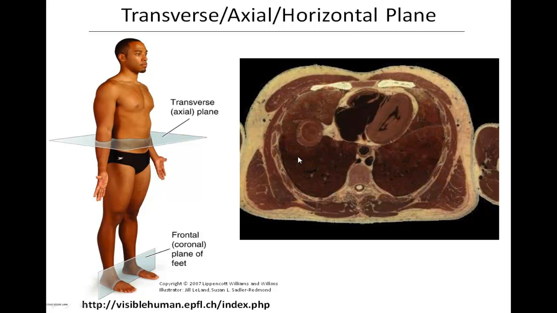So we're looking at a cut that has divided the person into superior and inferior pieces, and this allows us to see certain structures at certain times. There's the vertebral body, spinal cord. Great stuff. And that is the end of the self-study module.